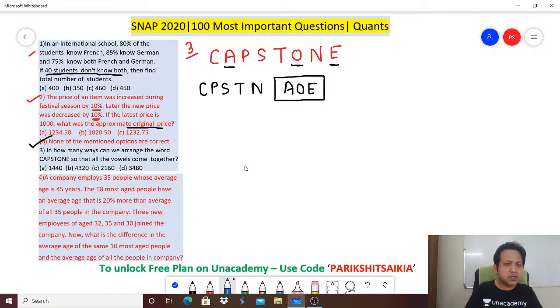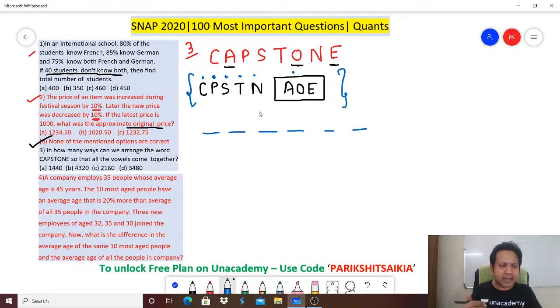Let's start. How many ways can you arrange this given thing? How many ways can you arrange this blue bracket part? Let's count. 1 item, 2 items, 3 items, 4 items, 5 items, 6 items. There are a total of 6 items. So the first item can go in any of the 6 places.